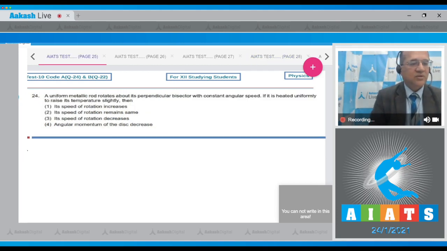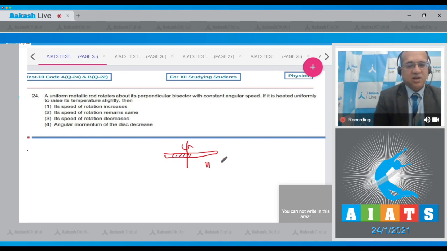Question number 24: a uniform metallic rod rotates about its perpendicular bisector with constant angular velocity. If it is heated uniformly to raise its temperature slightly, then these are the four options: speed of rotation increases, speed of rotation remains same, speed of rotation decreases, angular momentum decreases. Now dear student, this was the rod and this rod was rotating about this axis and there was no torque acting, but you have given it heat.